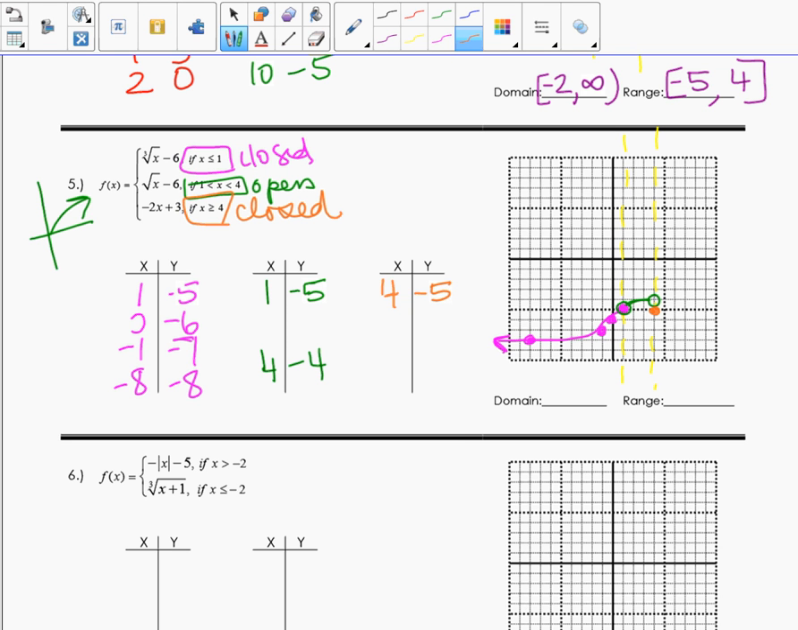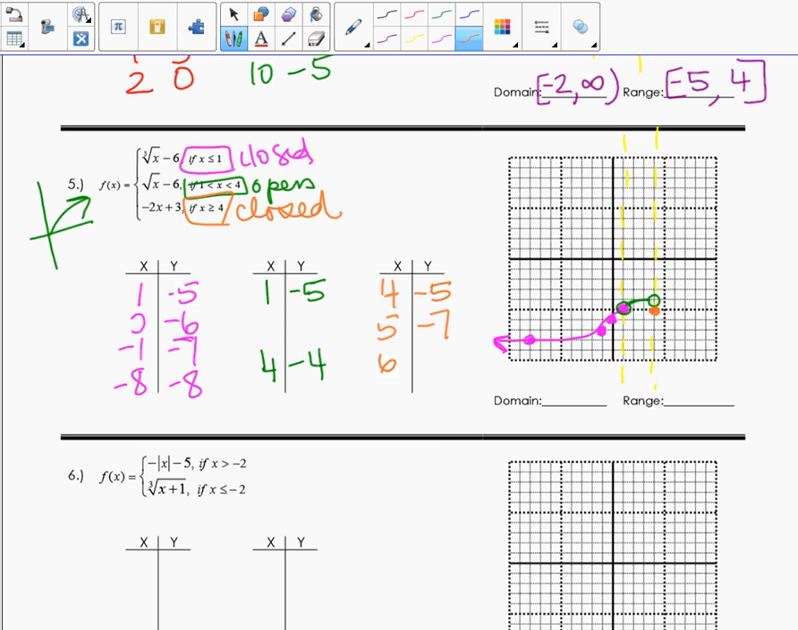Now, we're looking for any x values that are bigger than 4. So that's 5, that's 6, that's 10. It's whatever you want it to be. Go ahead and figure out what those values are. And when x is 5, you should have a y value of -7.